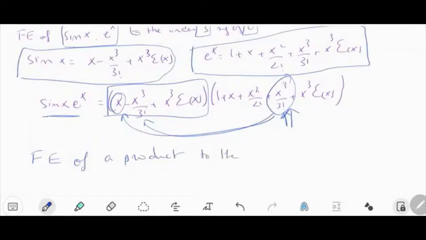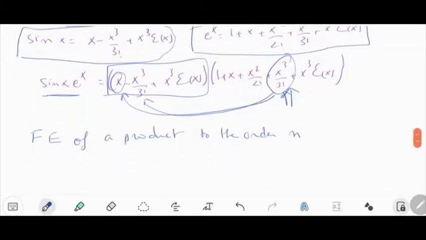So if you want to calculate the finite expansion of a product to the order n, then you start by saying I will calculate each of the elements of the product to the order n. But if one of the terms or one of the elements of the product starts by a degree greater than 0, then the next element of the product you will calculate its expansion to the order n minus the degree of that first element.